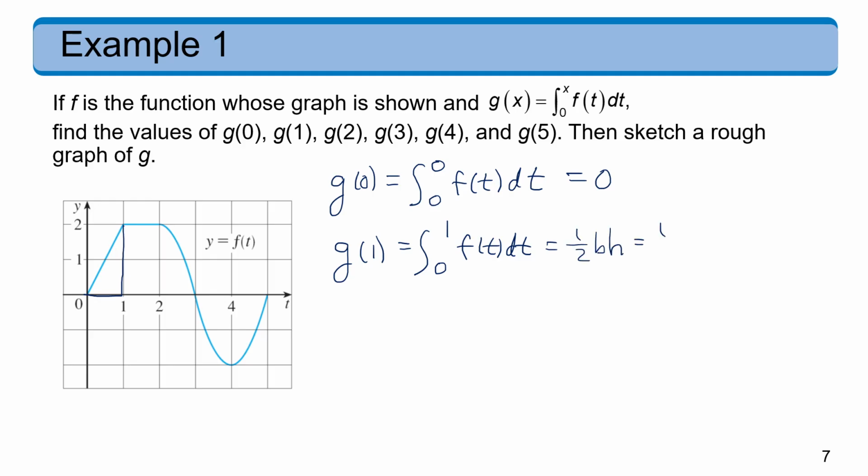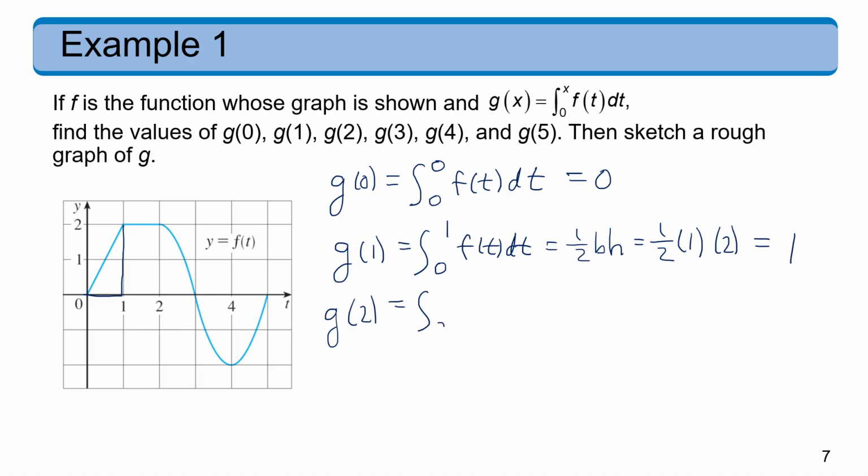And if you look at the figure, the base right here is 1, length 1, and the height goes from 0 to 2, right? So that height is 2 units. And so simplifying this, we get 1. Let's go to g of 2.